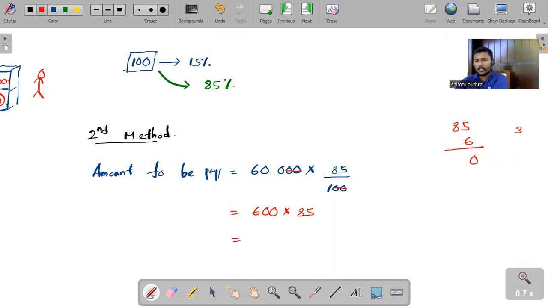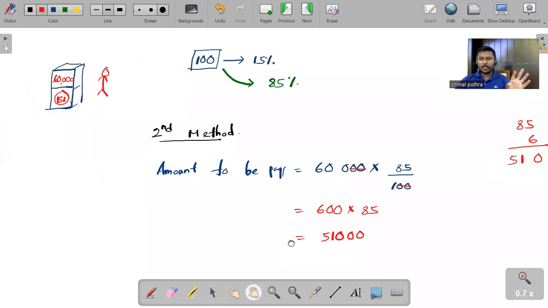48 plus 3 is 51. So 510, and we forgot two zeros. Then I have to write those two 0s: 51,000. Can you remember, in the first method also we found the answer as 51,000, but that took two steps; within one step also we can find the answer. Okay, please use the video and copy the answer.